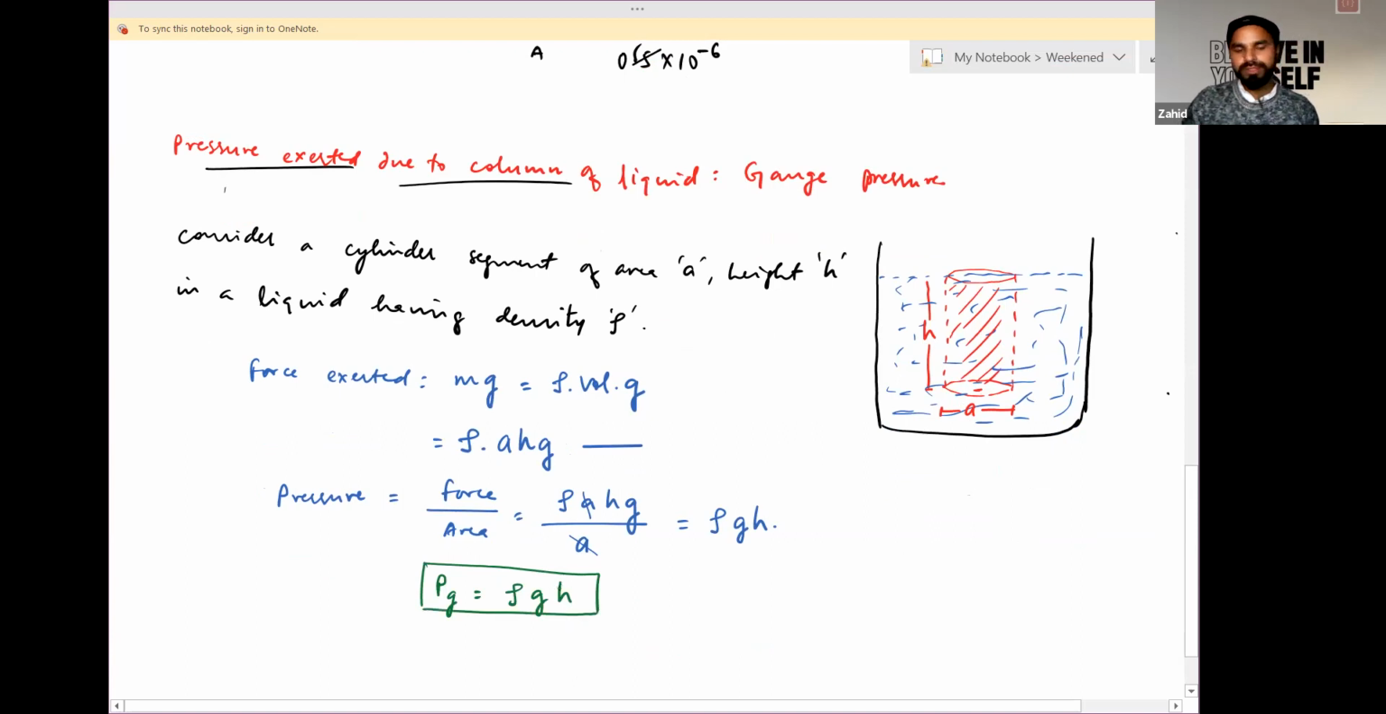Which depends upon three factors. First is density of liquid, second is gravity, and third is height or vertical column. So rho is density of liquid, g is gravity, and h is vertical column of liquid.